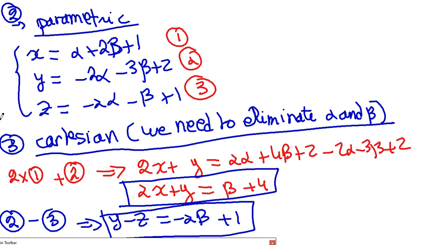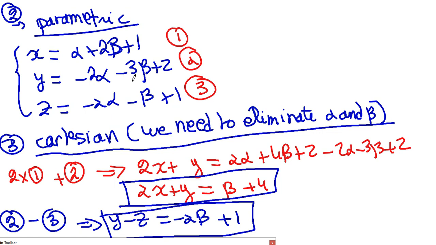How are we going to find the Cartesian equation? Cartesian equation means we need to eliminate alpha and beta. I just need to focus on x, y, and z, and I need to find the equation in terms of x, y, and z. So you take the first two and the second two, and then you focus on eliminating one of the variables, either alpha or beta. So here what I'm doing, I'm eliminating alpha. So I did 2 times the first equation plus the second equation to eliminate alpha. So I will have 2x plus y is equal to, alpha, minus 2 alpha is 0.